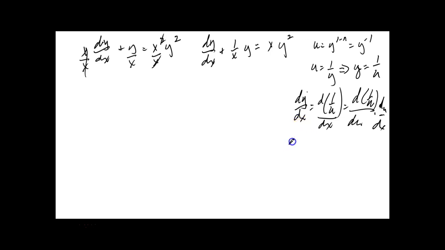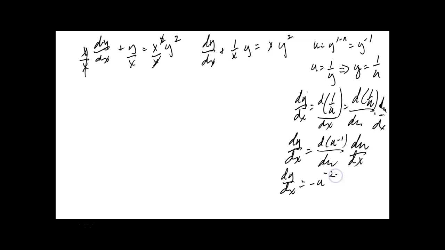Or let's rewrite that as dy/dx is equal to d of u to the minus 1 du times du/dx. Just a second since I'm writing this. Okay, what do you say? dy/dx is equal to negative 1 u to the minus 2 times du/dx. Okay.